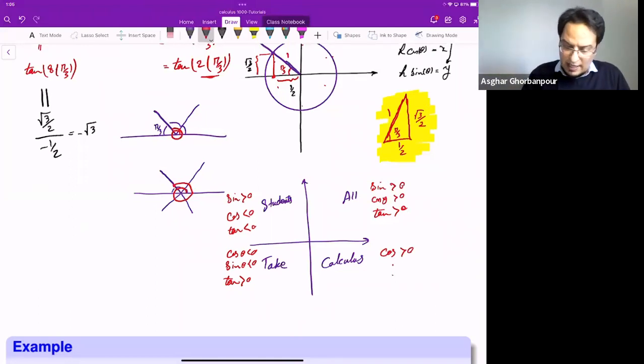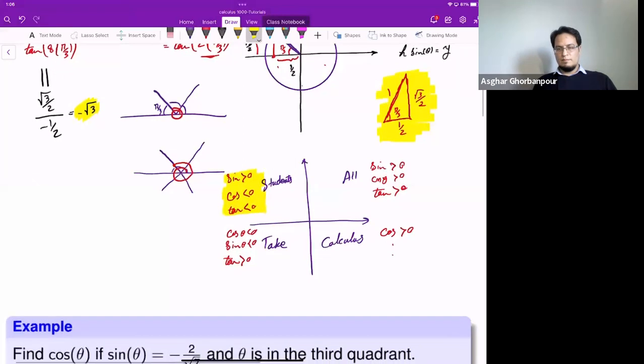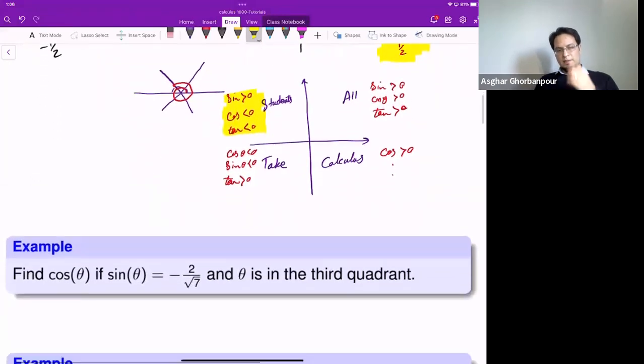And you can now check that. Oh, okay, we were in the second quadrant. Tan was supposed to be negative. It is good. It is negative. Any questions? Any comments there?